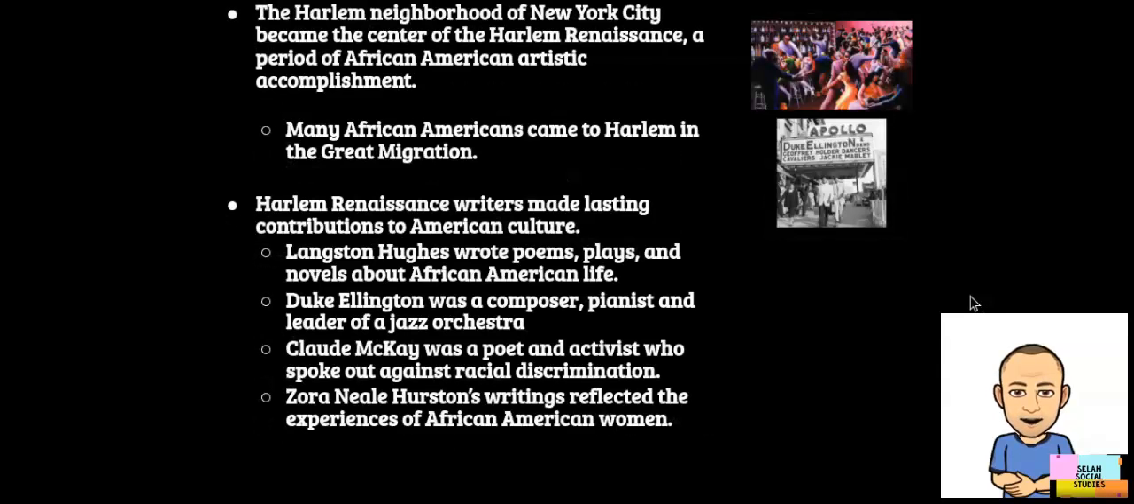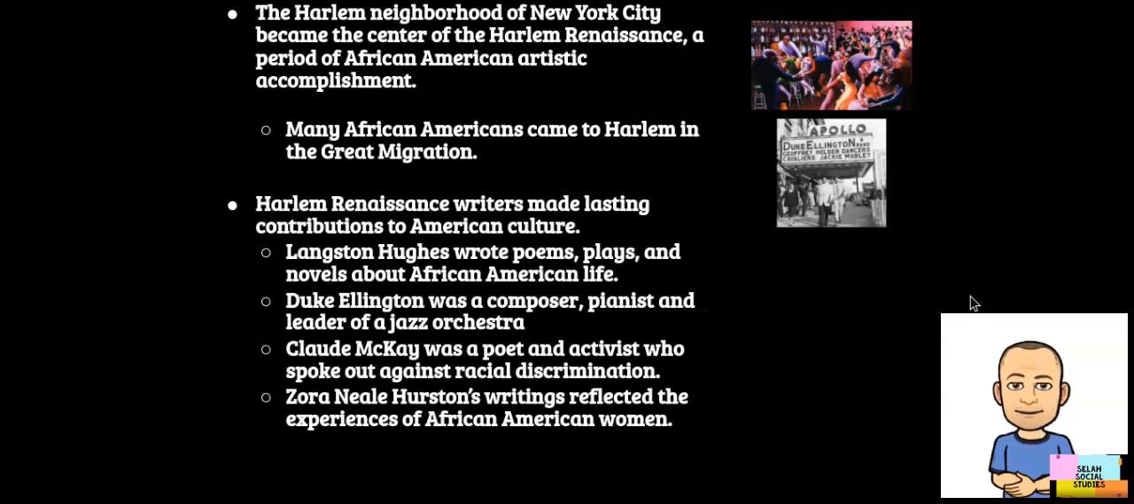As African Americans migrated to the north, as I had mentioned before, they migrated to the slums of New York City, to a place called Harlem. Many writers and artists moved there and introduced new styles of artistic ideas, and the Harlem neighborhood became the epicenter of the Harlem Renaissance, which was a period of African American artistic and cultural accomplishments.